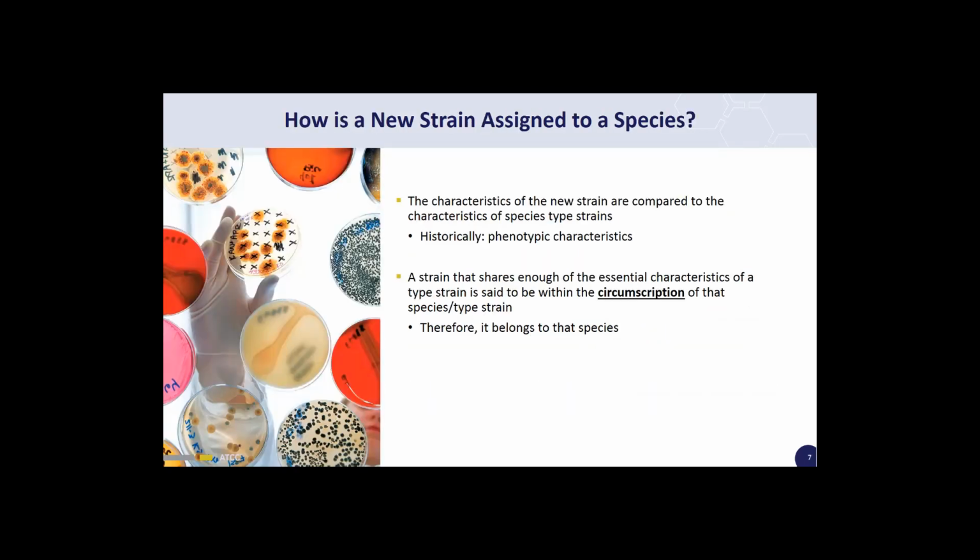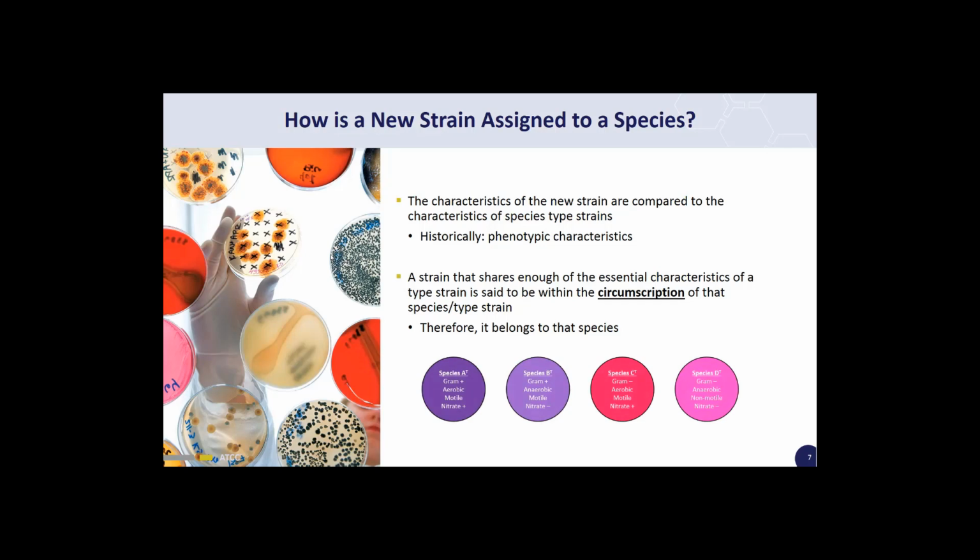This is accomplished by comparing the properties observed in the new isolate to the characteristics of the type strains. Historically, this has been done by comparing the phenotypic characteristics of bacterial strains. A strain that shows enough similarity of the essential characteristics of a type strain is said to be within the circumscription of that type strain. Because it is circumscribed by that type strain, it therefore belongs to the species.